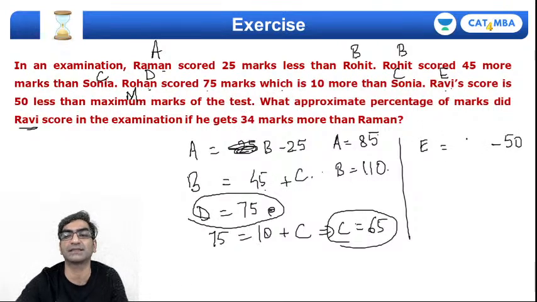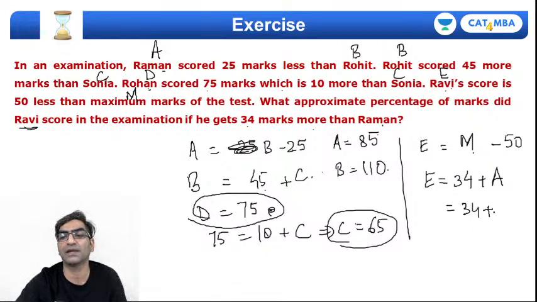द मैक्सिमम मार्क्स. मैक्सिमम मार्क्स से 50 कम है, राइट. व्हाट परसेंटेज ऑफ मार्क्स डिड रवि स्कोर इफ ही गेट्स 35 मोर? सो मतलब रवि स्कोर्ड e गेट्स मतलब इक्वल टू 34 मार्क्स मोर, 34 प्लस रामन कौन है? a. सो 34 प्लस a, बट a का वैल्यू तो मुझे मालूम है. सो 34 प्लस 85 इज व्हाट? e स्कोर कितना आ रहा है?